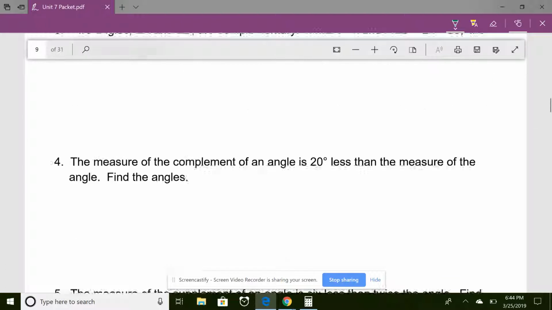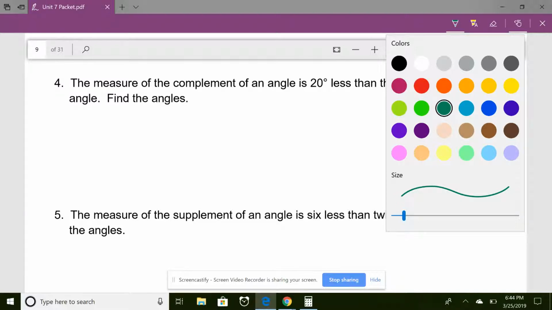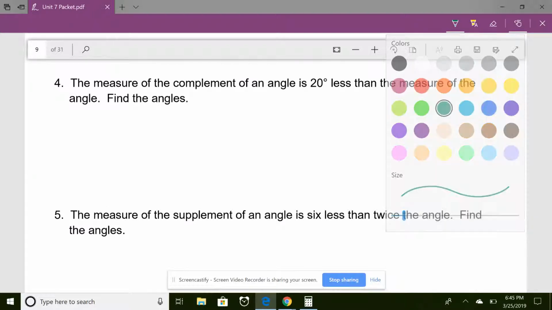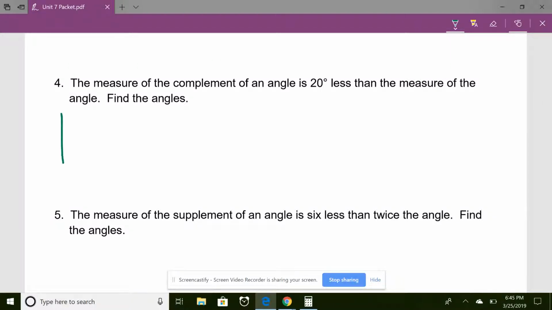All right, let's take a look at number 4. The measure of a complement of an angle is 20 less than the measure of the angle. With this one, I draw a diagram. Complementary angles are two angles that add up to 90 degrees. So I'm going to make my 90-degree angle, make my little box. I'm going to have two angles in between them. One is 20 less than the other. So we have one angle here, which we'll call x. The other angle is x minus 20.